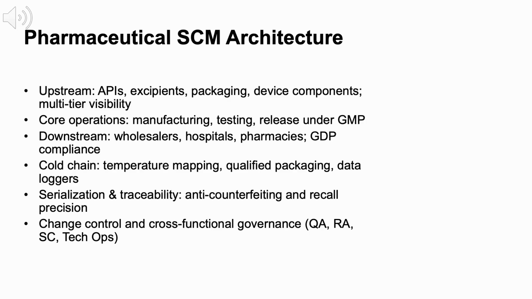Finally, change control and cross-functional governance are the glue that binds the chain into a coherent, managed system. Changes to suppliers, materials, methods, or equipment must be evaluated for risk, justified with data, and approved by the appropriate bodies, including quality assurance (QA), regulatory affairs (RA), supply chain (SC), and technical operations. This governance ensures that local optimizations do not inadvertently degrade overall robustness or compliance, and that knowledge is captured for future improvements.